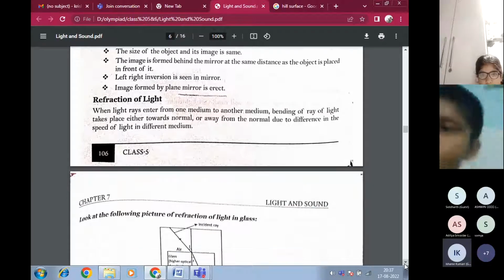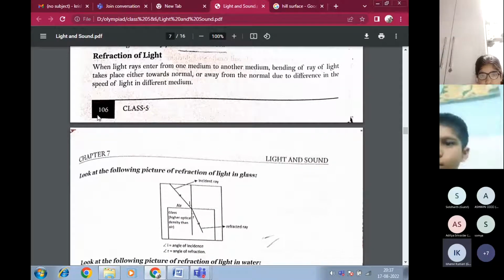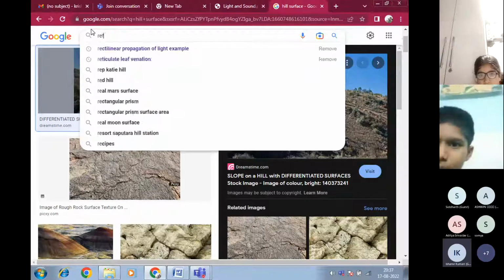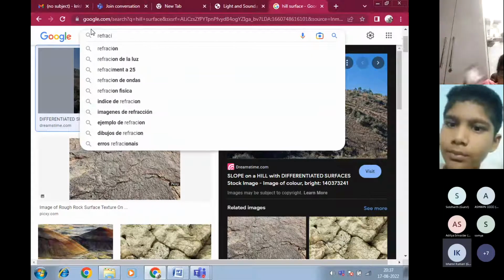Now this is one interesting thing, refraction of light. I'll just show that to you in the picture. You will observe this one.